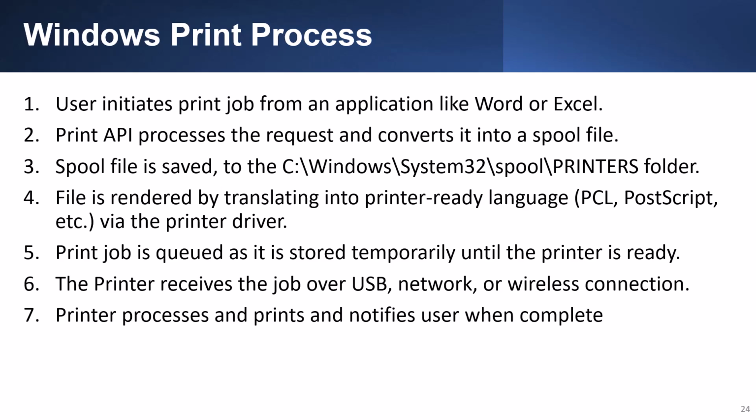A more simplistic flow is: the user initiates a print job from an application like Word or Excel. The Print API processes the request and converts it into a spool file. The spool file is saved to the /Windows/System32/spool/printers folder. The file is rendered by translating it into a printer-ready language such as PCL or PostScript via the print driver. The print job is queued, stored temporarily until the printer is ready. The printer receives the job over USB, network, or wireless connection. And the printer processes and prints and notifies the user when complete.